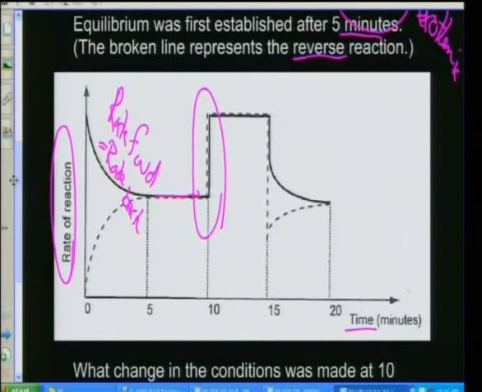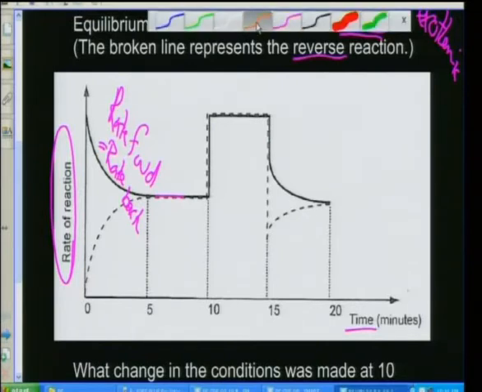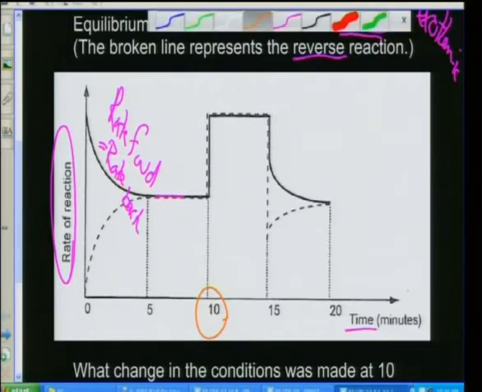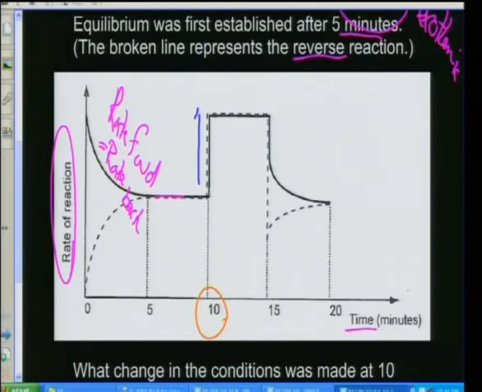There's the data. Let's go and have a careful look at what's happening here. Now, this is the area we're looking at. Notice what's happened at 10 minutes. Here's our point, 10 minutes. We notice that both the forward and reverse reactions have increased, and they've increased by the same amount. Now, the only way that that can happen is if you've added a catalyst. That tells you that you've added a catalyst.